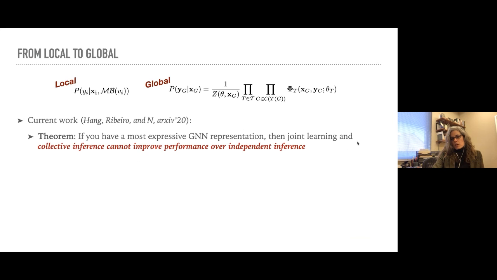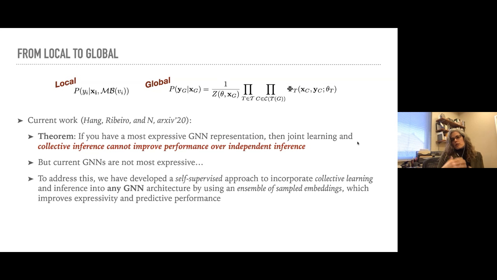And we have some recent work that is on arXiv now that shows theoretically that if you have a most expressive GNN type representation, then collective inference can't help you. So it's not going to do anything over and above the independent inference that is currently used with GNNs. But that is conditioned on the fact that you have a most expressive representation in the network, and it is also well known that current GNNs are not most expressive. And so given that we're living in a world where we don't have the most expressive type of representation at this point, what we've done is try to incorporate collective learning and inference ideas into GNN type architectures.